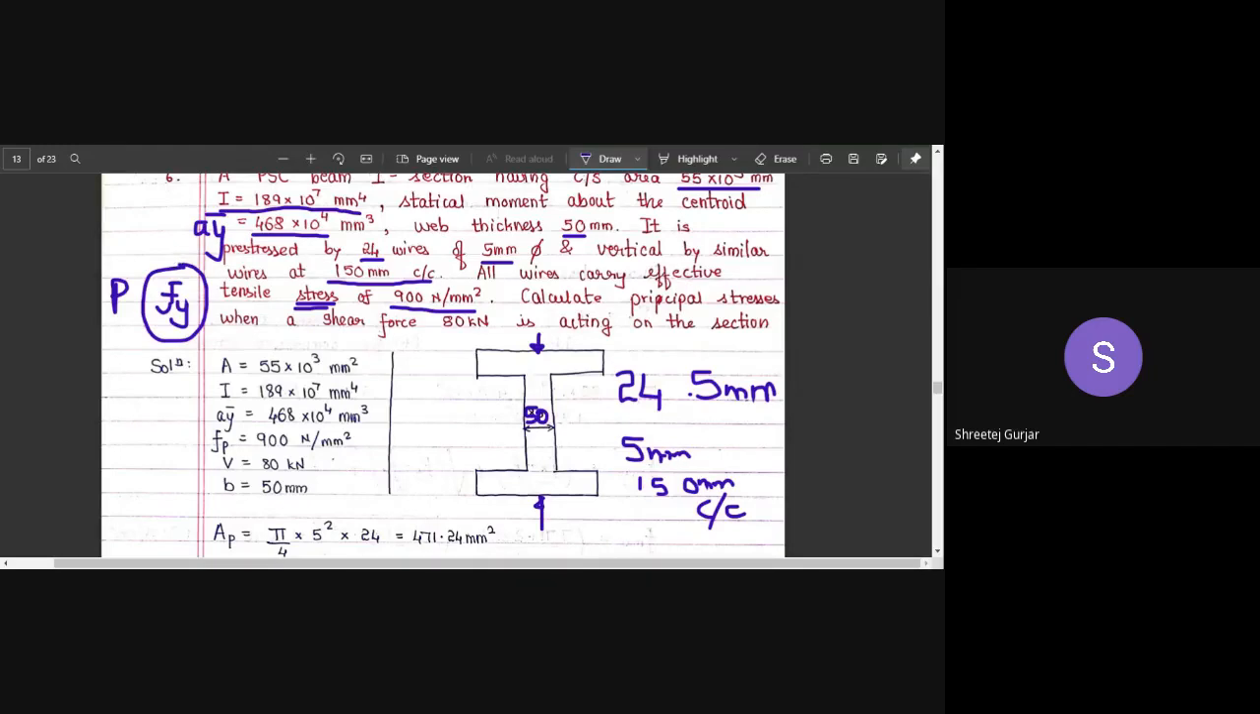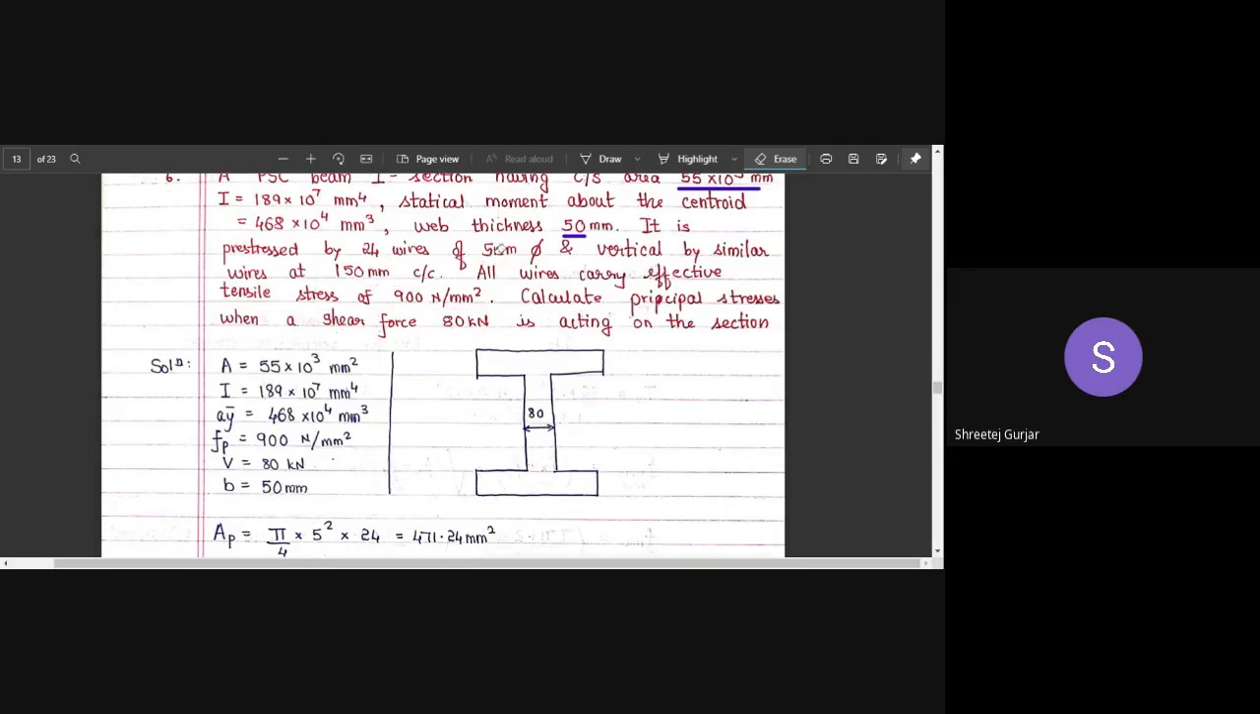Calculate the principal stress when a shear force of 80 kilonewton is acting on the section. Shear force is also given to us, that is V. So all the data that we require is clearly given to us. Now we just have to substitute and calculate. So the first thing that you have to do is calculation of the stresses Fx, Fy, and tau V. All of this is needed to calculate the principal stress.